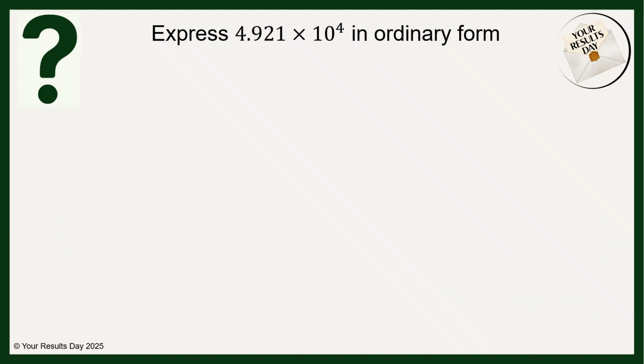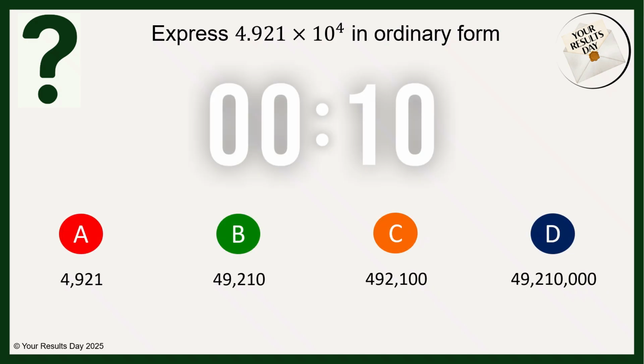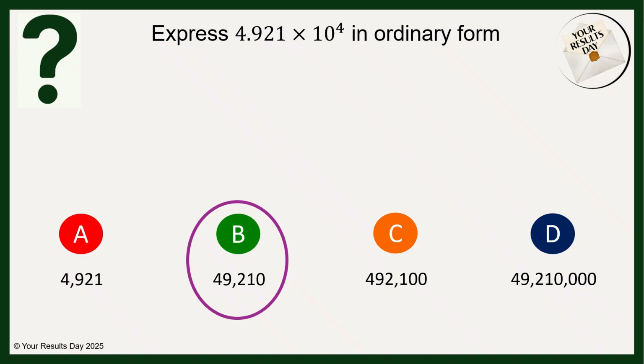Here is your next question. 4.921 times 10 to the power of 4, but expressed in ordinary form, so as an ordinary number. Here are your options. And the answer was B.